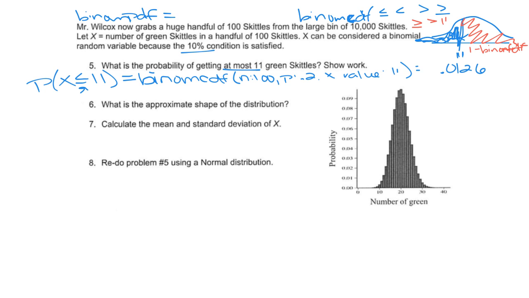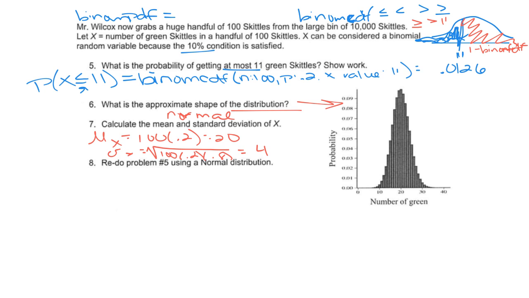So this is our probability distribution right here. The approximate shape of the distribution is approximately normal. Okay, and so we calculate the mean and the standard deviation here. Our mean is 100 times 0.2, which gives us 20. Our standard deviation is the square root of 100 times 0.2 times 0.8, which gives us 4. So if I labeled my curve, I would label it 20 and 4.